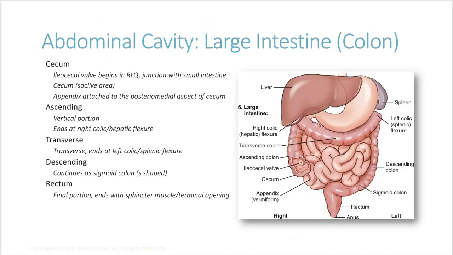So after contents travel through that, they get here to the cecum of the large intestine. That's the very beginning. And we can see the ileocecal valve. Let me get my pen here. The ileo part of this word is for ileum that we just talked about. The cecal part of this word is for the cecum. So ileocecal valve, that's where the small intestine ends and the large intestine begins.